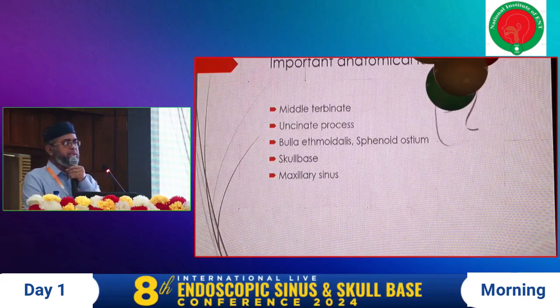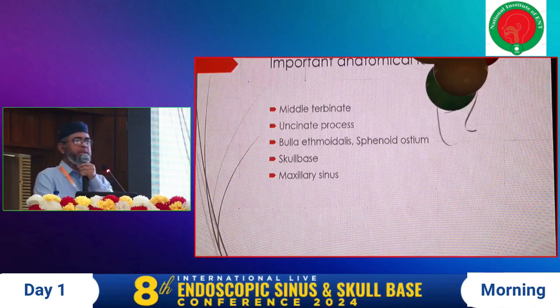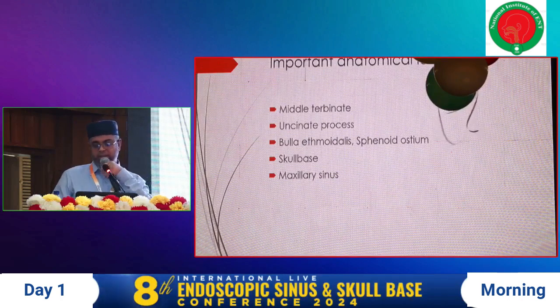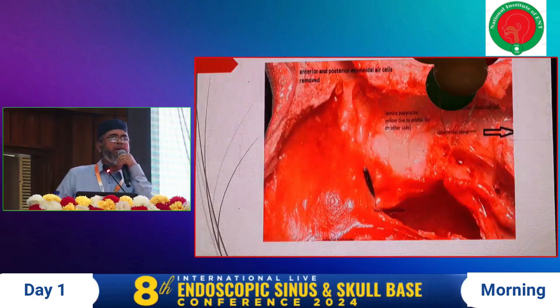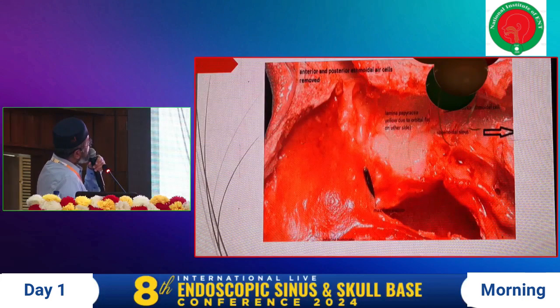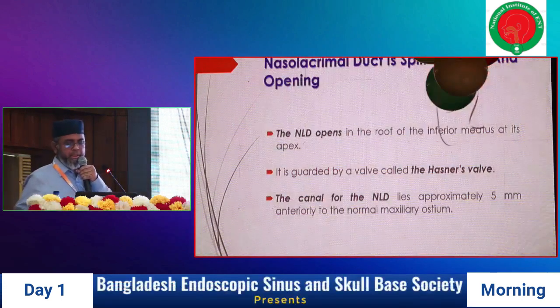Important anatomical landmarks during endoscopic sinus surgery. These are the constant landmarks: the middle turbinate, uncinate process, bulla ethmoidalis, sphenoid ostium, skull base, maxillary sinus. After removal of anterior and posterior ethmoid sinuses, we can see the lamina papyracea, which is yellowish in color due to fat. There is the sphenoid sinus seen there, and that is the lacrimal duct.